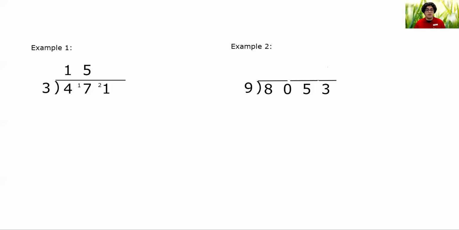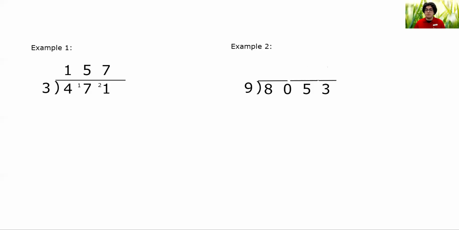Final step, and you can see how quick this is going already. How many times does 3 go into 21? I know that 3 times 7 is 21. Therefore, 3 can go into 21 a nice even 7 times. So there we have it. That's the first example. 471 divided by 3, that's 157.